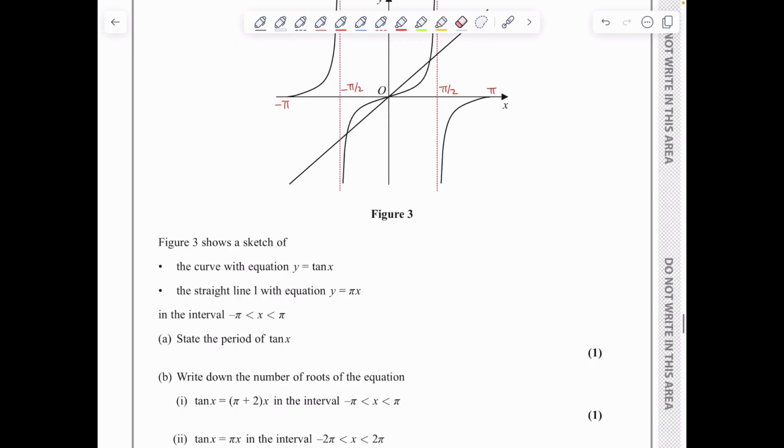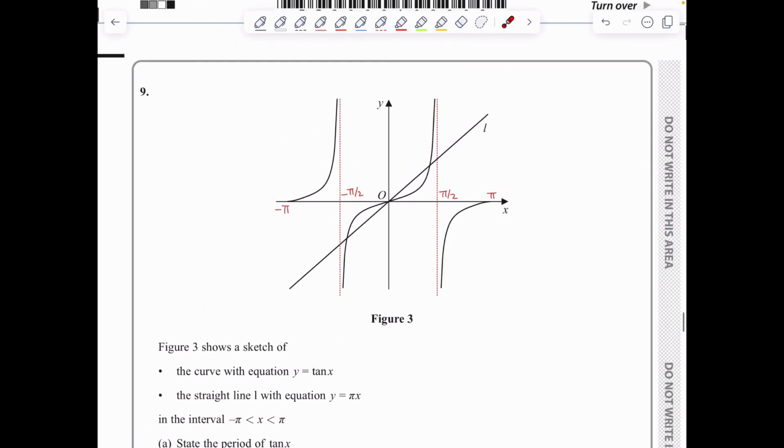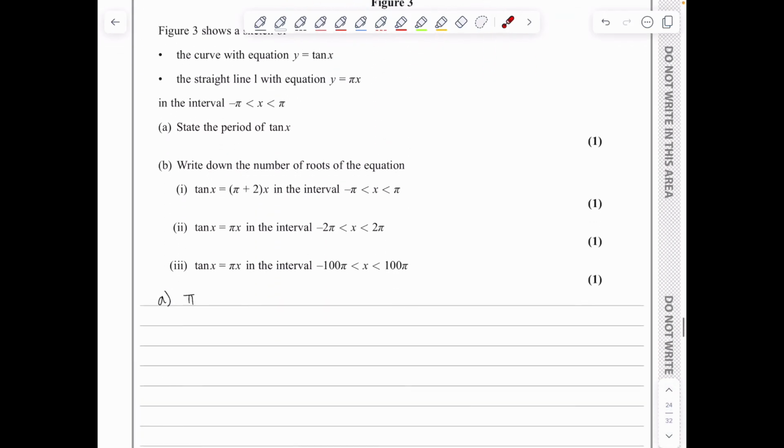In part B, we need to write down the number of roots of the equation tan x is pi plus 2x in the interval from -pi to pi. So remember that the straight line L here has equation y is pi x. So the straight line y is pi plus 2x will be steeper than this one. So it will probably look something like this. Y is pi plus 2x. We are looking for the number of roots, so the points of intersection between -pi and pi. And we see that there is one here, it's the origin, and then another here. So between -pi and pi, we've got exactly 3 roots. So in B I, my answer is 3.